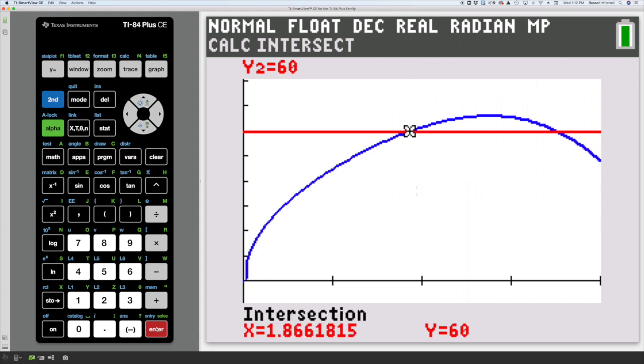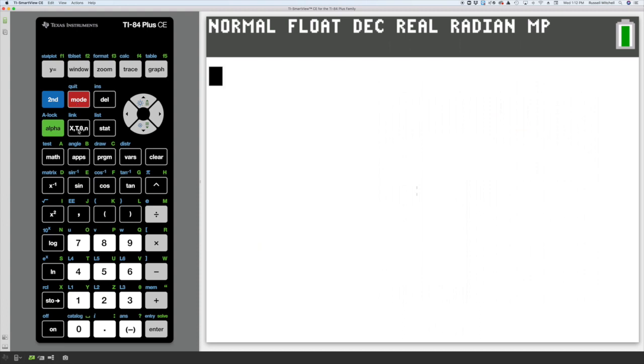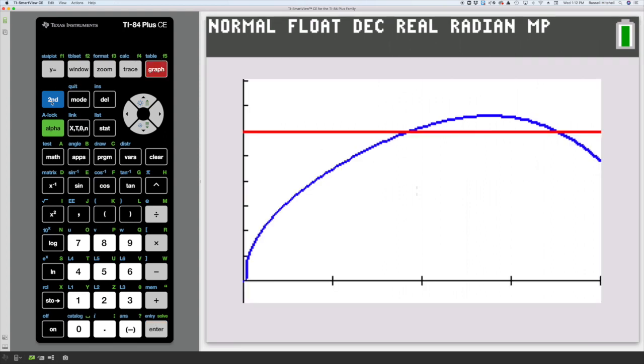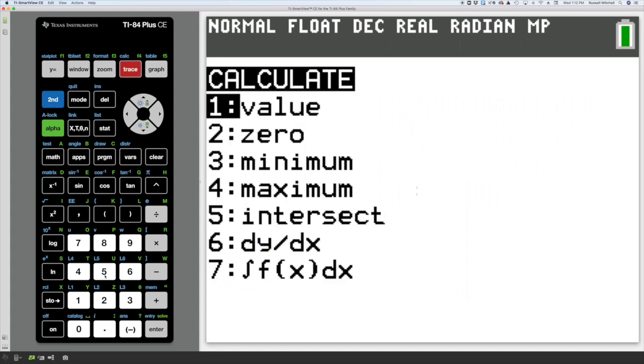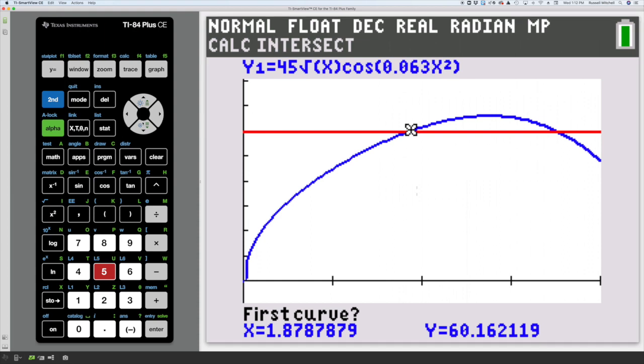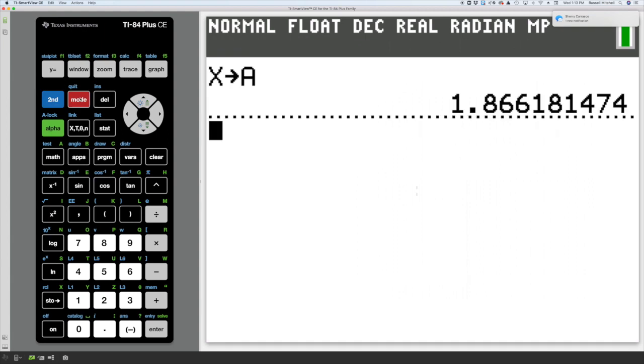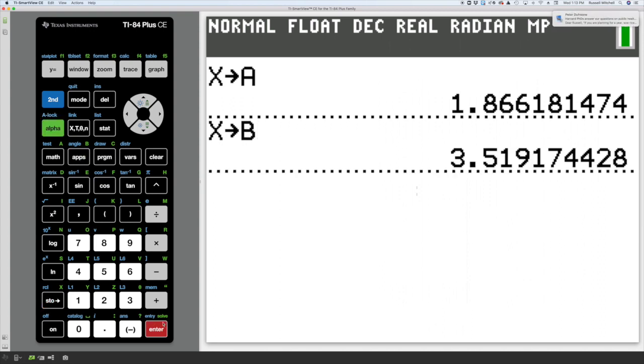Now we want to store this as A. I'm going to quit from the graph screen and store this X, so quit, then X, and store it as alpha A so we can retrieve it and use it again. Now we can use A instead of X. Go back to the graph and press second trace for the calc menu, number 5 for intersect, and then we want to get this other one. Come over here and enter, enter, and enter, and this is our second one. Since we stored the first as A, let's store this one as B. So second quit, then X, store it as alpha B, enter, and we have it.